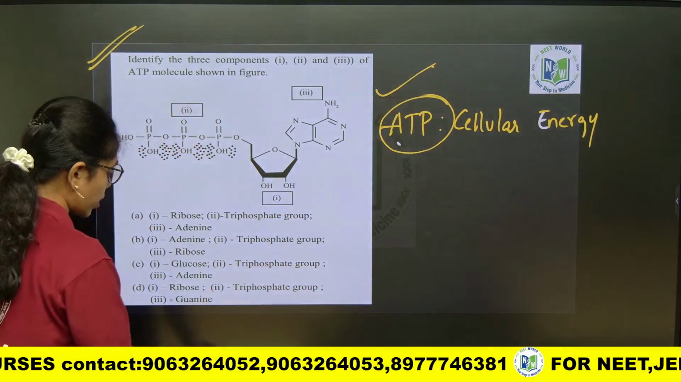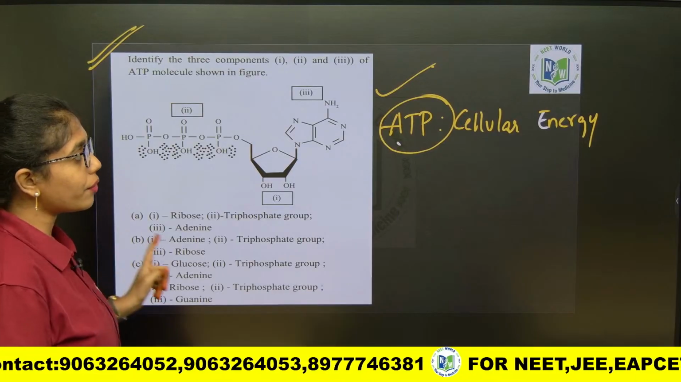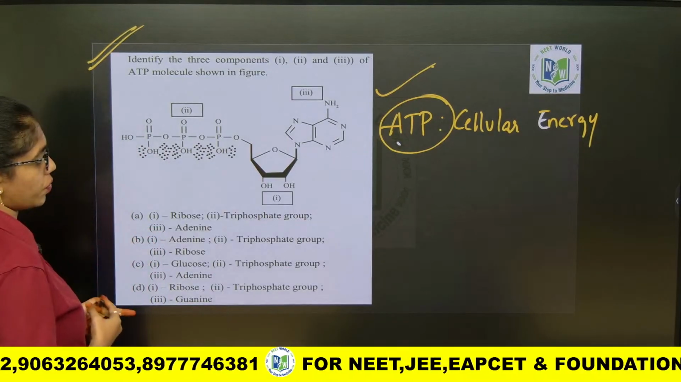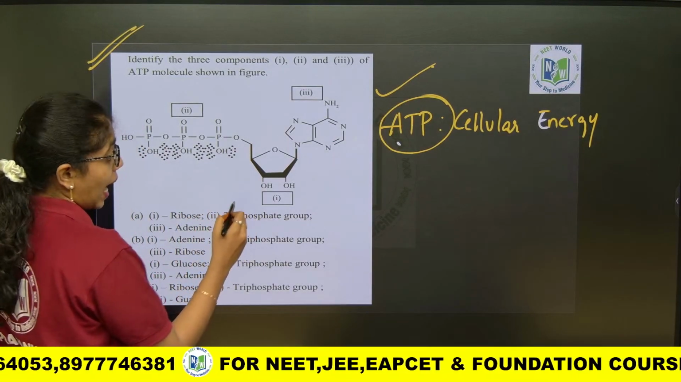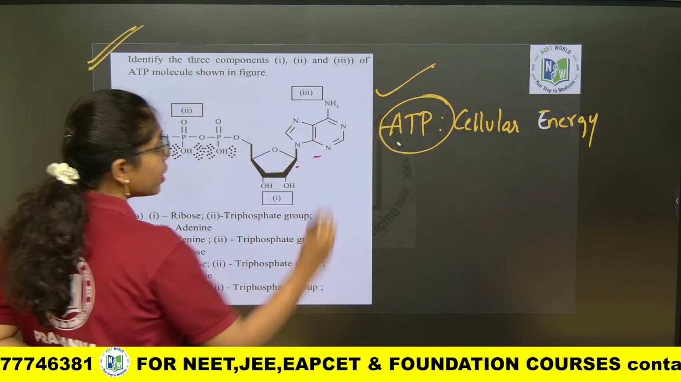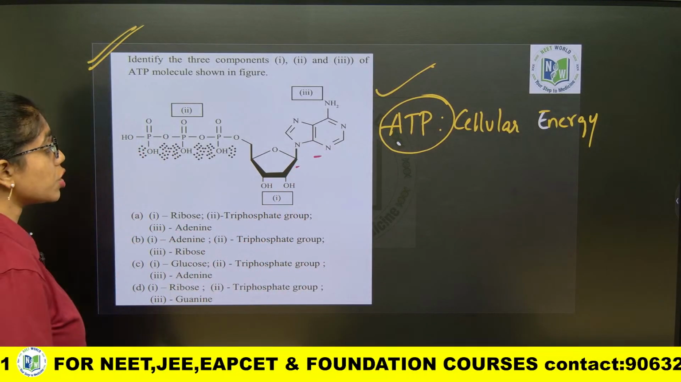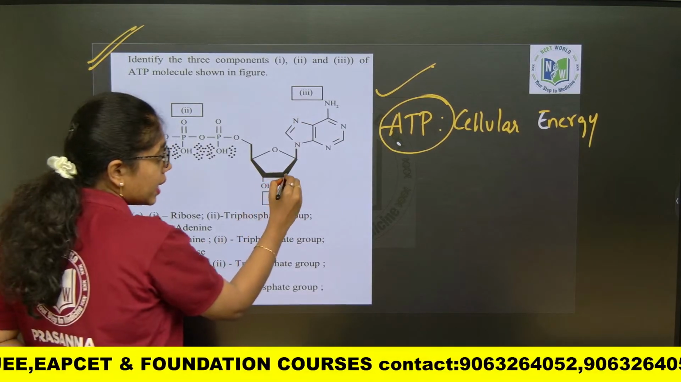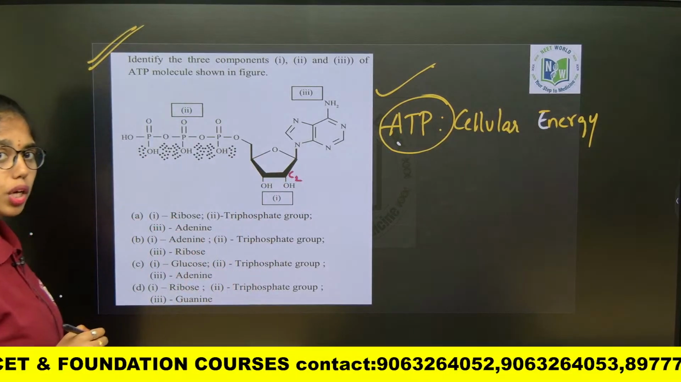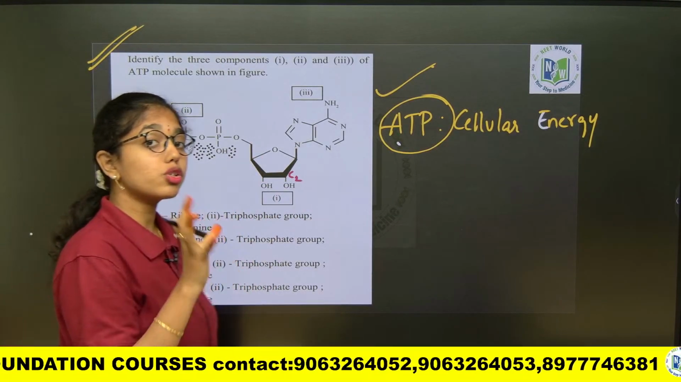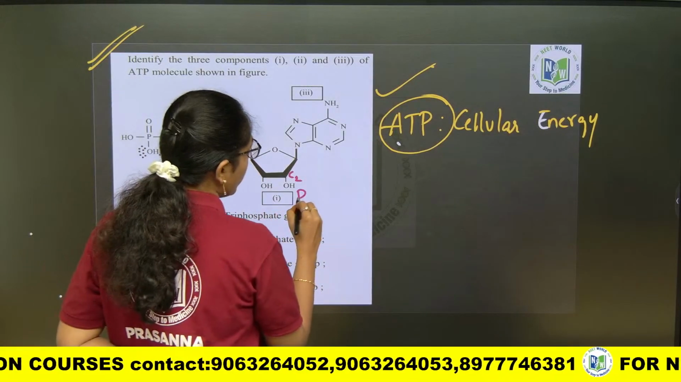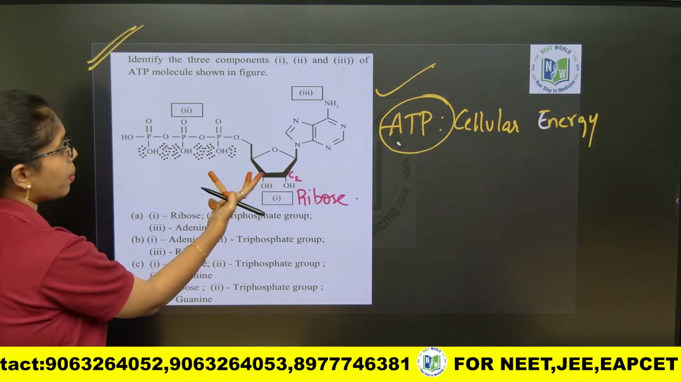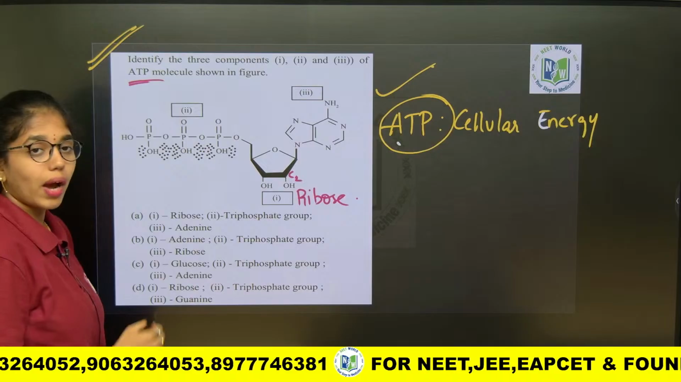Here you look into its structure. We all know the full form of ATP: adenosine triphosphate. Adenosine means what? Sugar and nitrogen base will be there. What is the sugar that is present over here? The sugar is a pentose sugar. At the second carbon, that is at C2, can you see the OH group? If at C2 there is an OH group, then definitely it will be ribose.